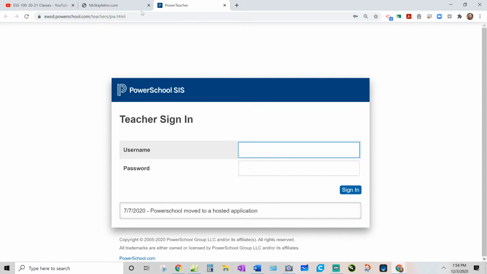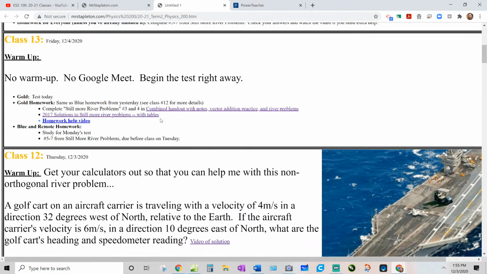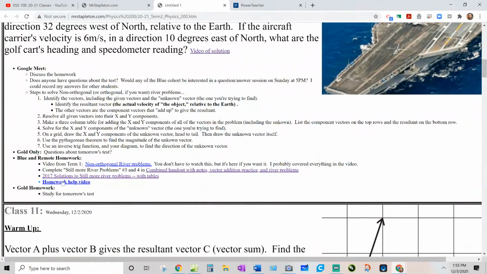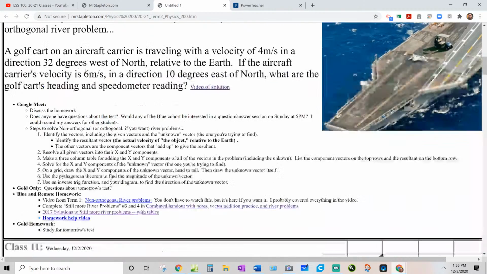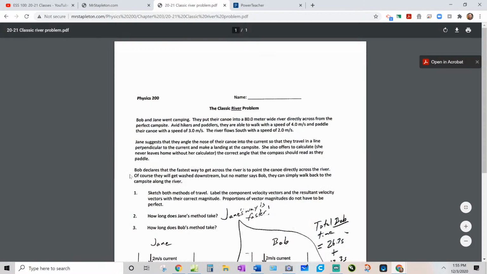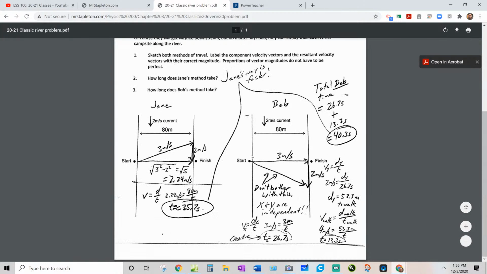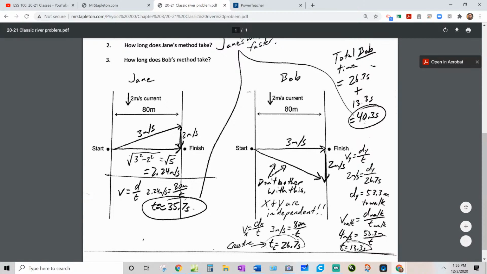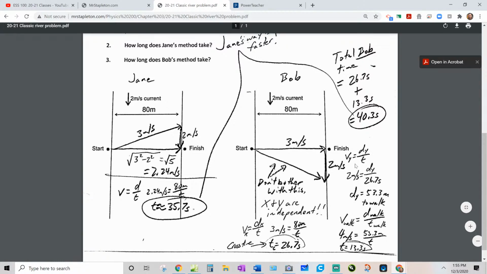Does anybody have questions about the homework? There were the classic river problem, and then there was the still more river problems number 2. Open up the classic river problem. Turned out that Jane's way was faster. It only took 35.7 seconds, and Bob's took 40.3. But do you want any explanation for that?